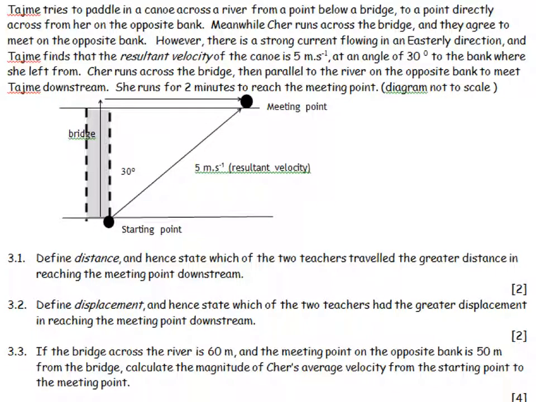We've got Tajmay, and she tries to paddle a canoe across a river from the point below the bridge to directly across on the opposite bank. Meanwhile, Shira runs across the bridge, and they agree to meet on the opposite bank. However, there's a strong current flowing towards the east, and Tajmay finds the resultant velocity of the canoe is 5 meters per second. So that's what actually happens. That is what Tajmay actually does.